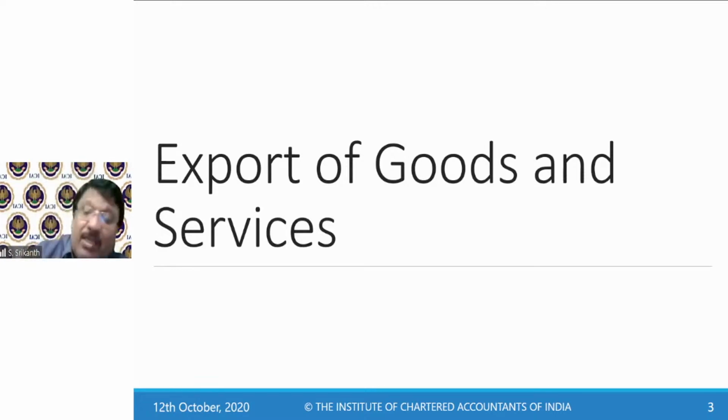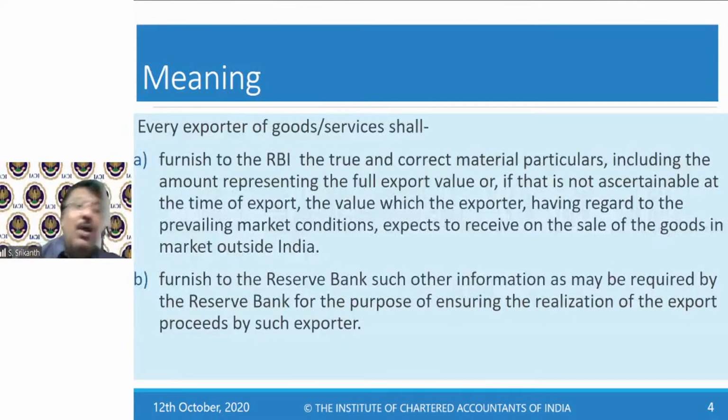If that is the fear, this is the law. Every exporter of goods or services shall furnish to the RBI the true and correct material particulars, including the amount representing the full export value, or if that is not ascertainable, the value which the exporter, having regard to the prevailing market conditions, expects to receive on the sale of the goods in a market outside India. So the goal is valuation. The value should be correctly given. Along with that, every invoice for export of goods and services should be routed through an authorized dealer.